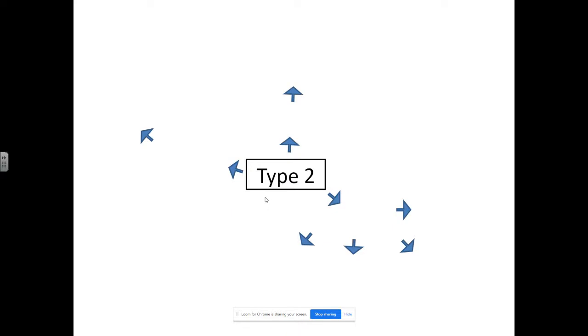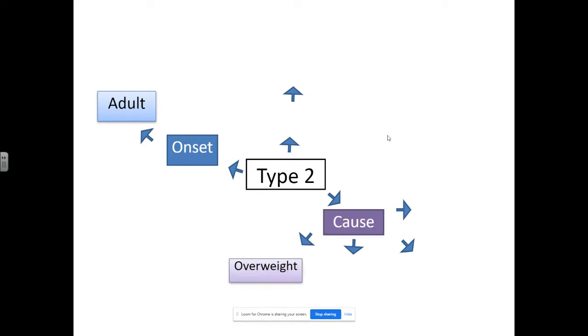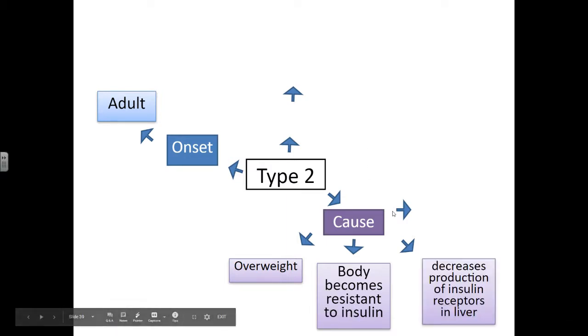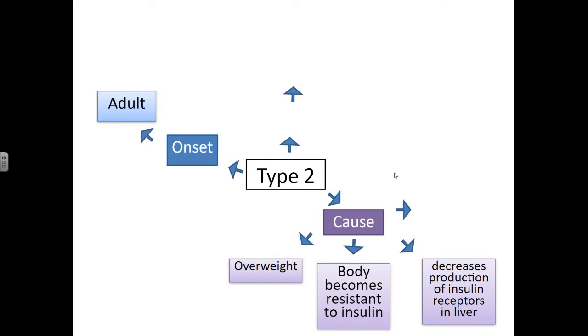In terms of type 2, again, I'm going to read from the SQ you need to know. Type 2 diabetes typically develops later in life, so it tends to be the adult form. The likelihood of developing type 2 diabetes is increased by being overweight. You see there's other arrows. The body becomes resistant to insulin. This decreases the production of insulin receptors in the liver and leads to a failure to convert glucose into glycogen.